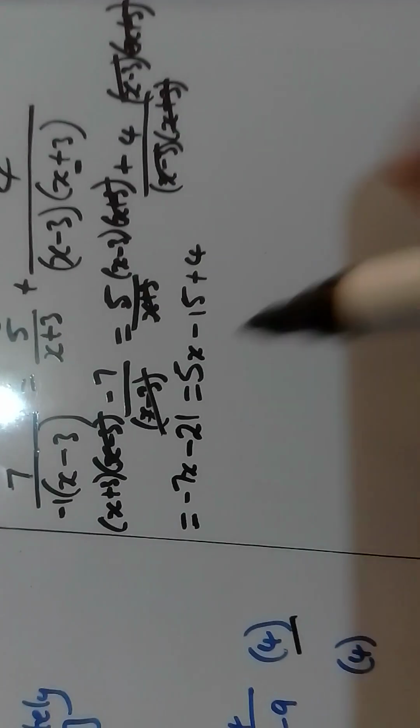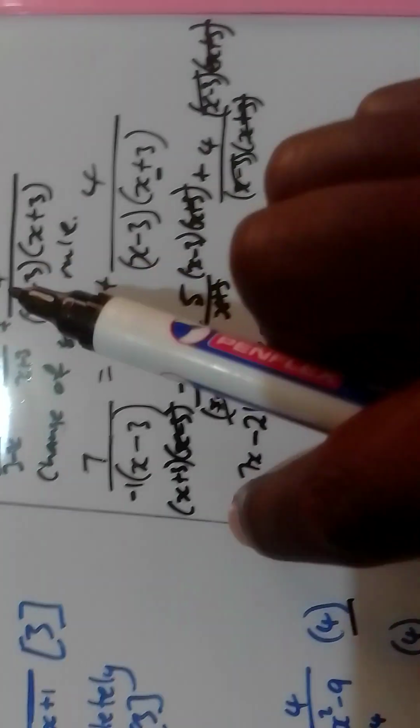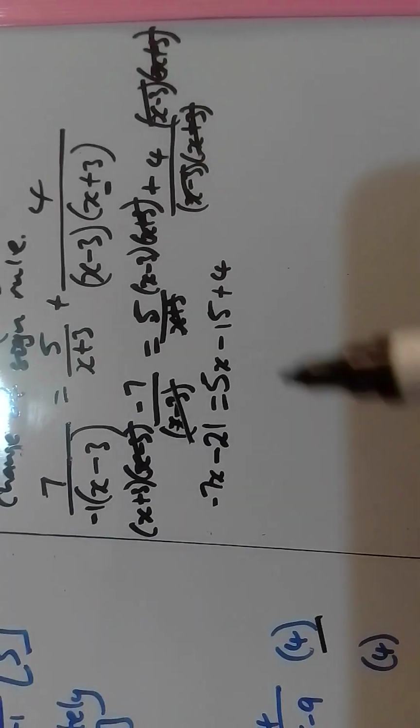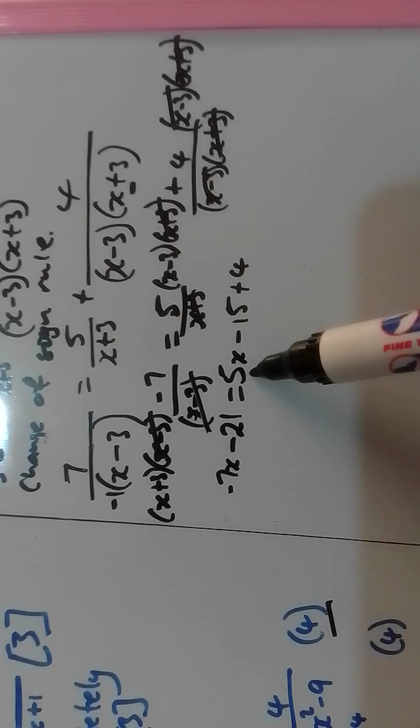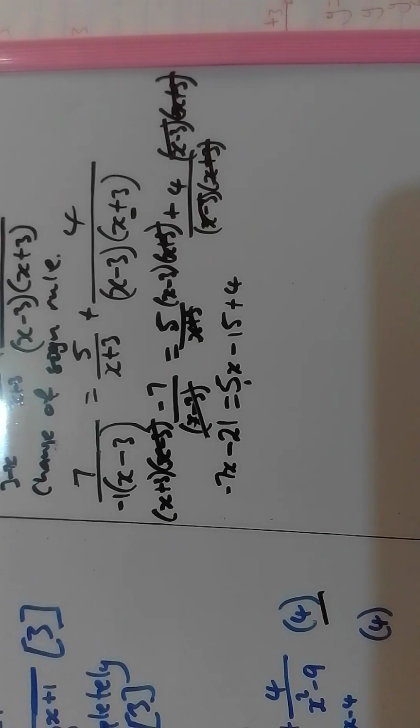Now we're going to do what? We're going to, oh sorry, I made a mistake here. I forgot that I've got an equal sign here. So, wait a minute, did I do everything right?